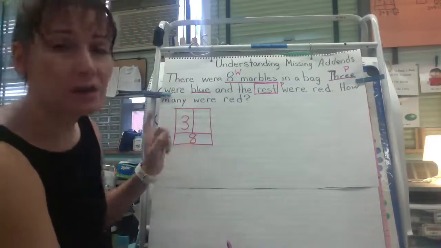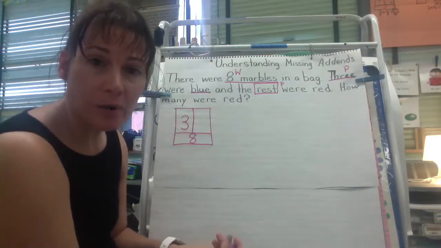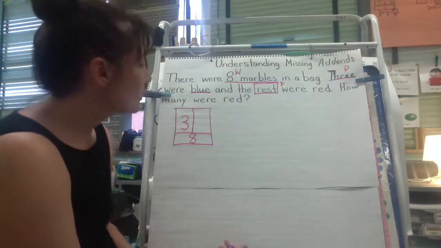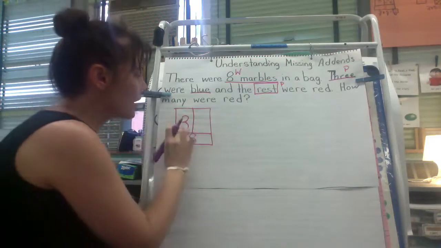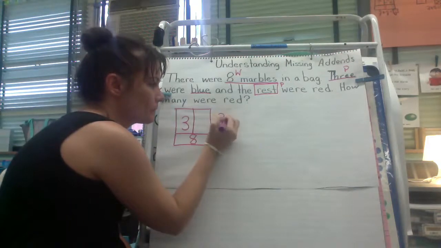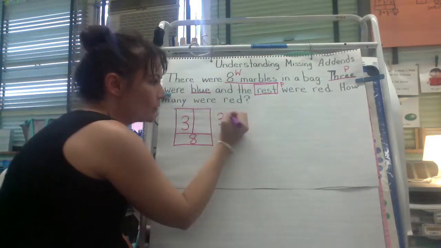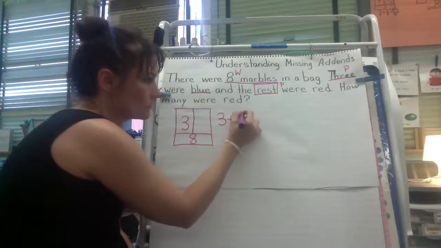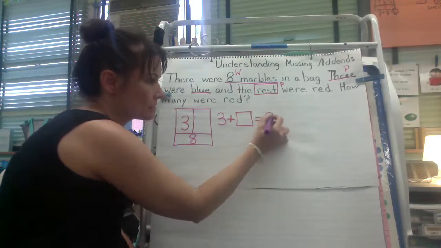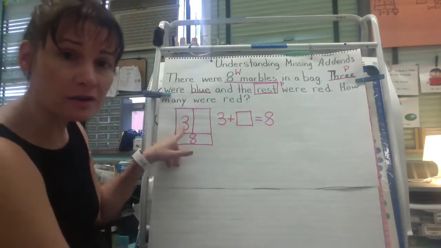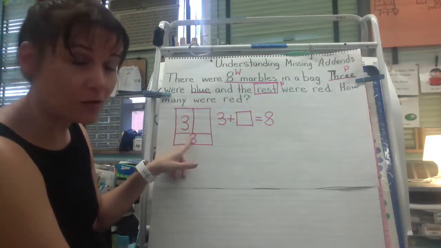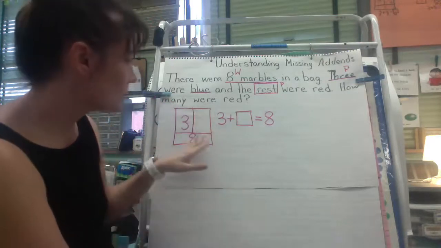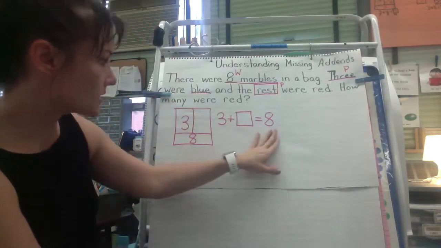The part that I know is 3. And we have learned along the way that we can use a part whole mat to help us count on to add. So I think that if I had 3, I would count on a certain amount to end up with 8. Because I know a part and a part go together to make my whole. So this part and this part go together to make my whole. So I could say 3 plus something equals 8.